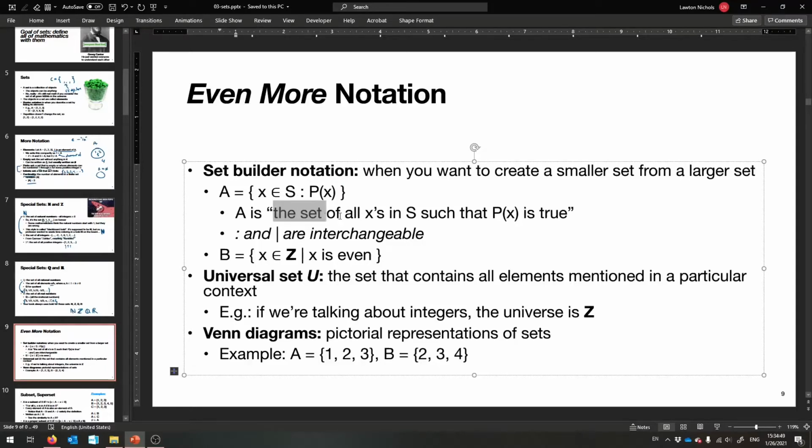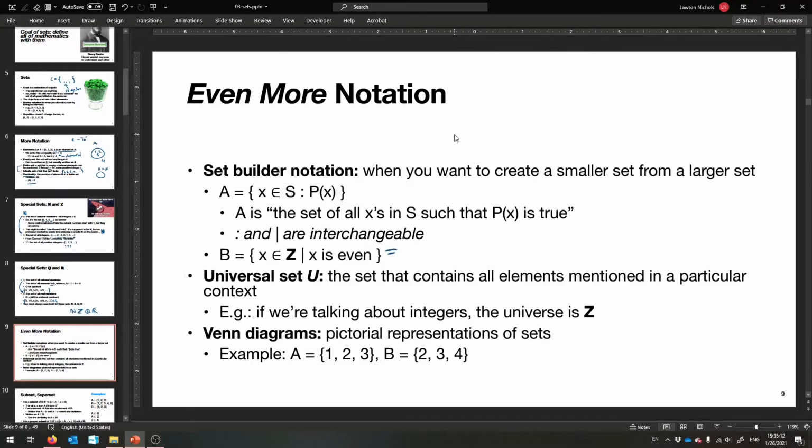You read it like this: A is the set of all x's in S such that P of x is true. You might see the colon in your book, but I also like the pipe. These are all the same, interchangeable, no difference. So this is defining the set B to be all the x's in Z such that x is even. Take a second to think about what that might mean, and then here it is. B is this set right here. Take all the x's in Z and pick out the even ones. So 0, 2, 4, -2, -4, on and on forever and ever. It's a bit smaller, but we can start with Z so we don't have to define it in a weirder way.